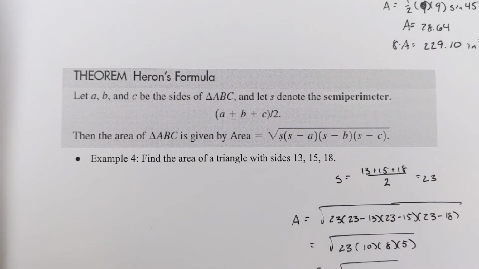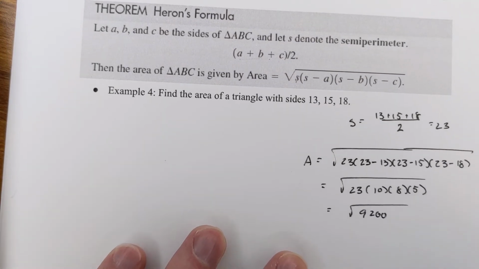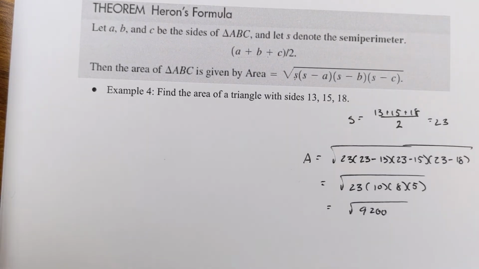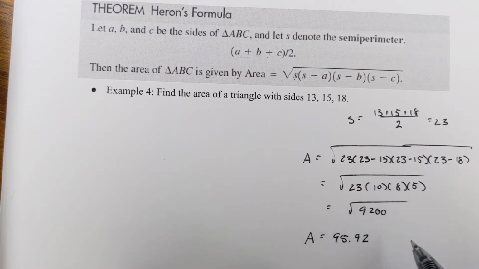23 times 10 times 8 times 5 is 9,200. And I just take the square root of that number. So the area of that triangle is 95.92 units squared.